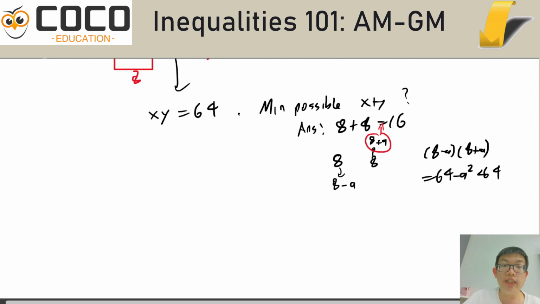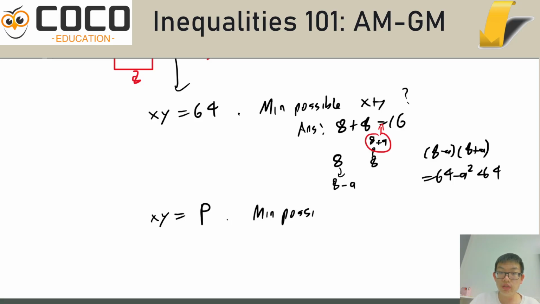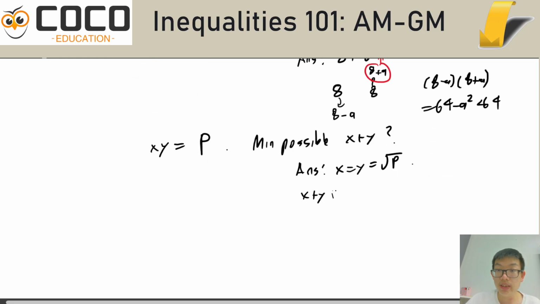Okay, so if now I just change 64 to the letter a. Or you know what? I'll use p for product. If xy equals p, what is the minimum possible x plus y? Well, by now you have been conditioned, and I'm sure you can say this is obvious. You would say that x equals y equals the square root of p, and so x plus y is at least 2 square root p.